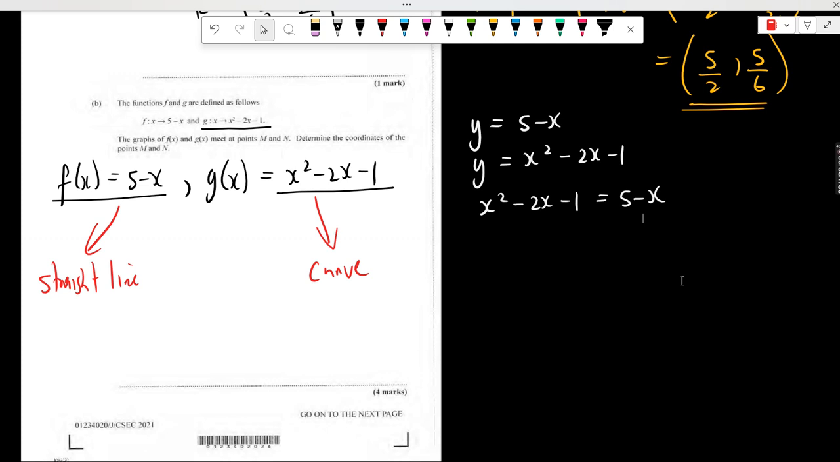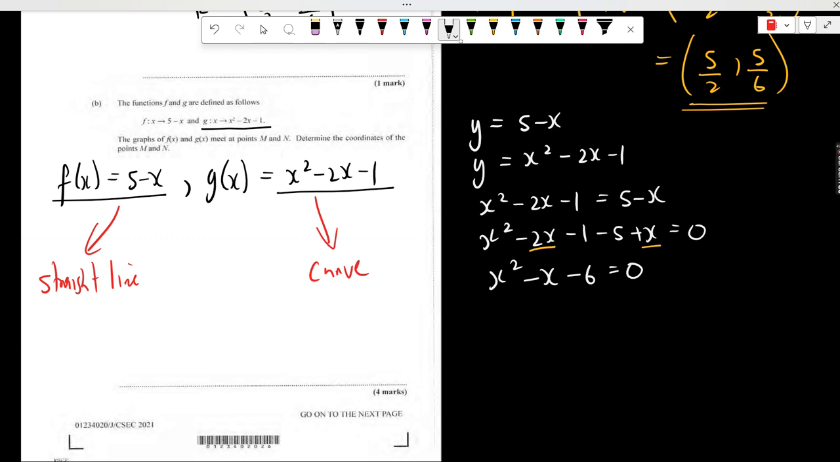So with this one here, as I said, we bring all the terms to one side, try to factorize first, and then solve. So when you bring the terms over to the one side, we get x squared minus 2x minus 1 minus 5 plus x is equal to 0. And so we have x squared. The minus 2x plus x is going to give us minus x. And so we have x squared minus x, and the minus 1 minus 5 gives us minus 6 equals 0.